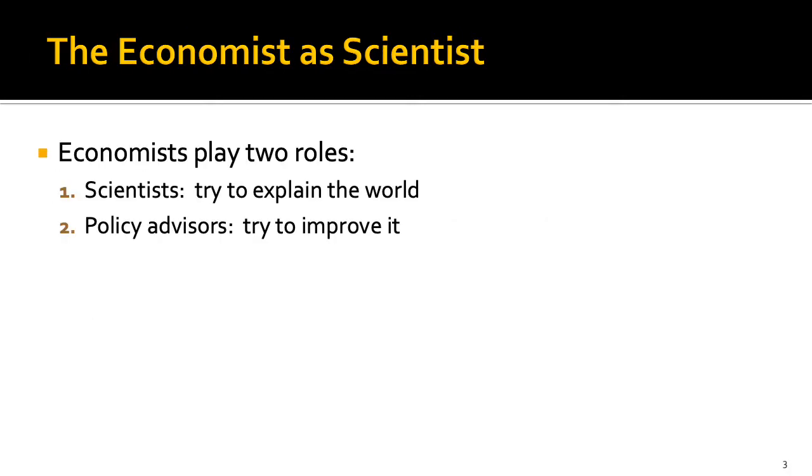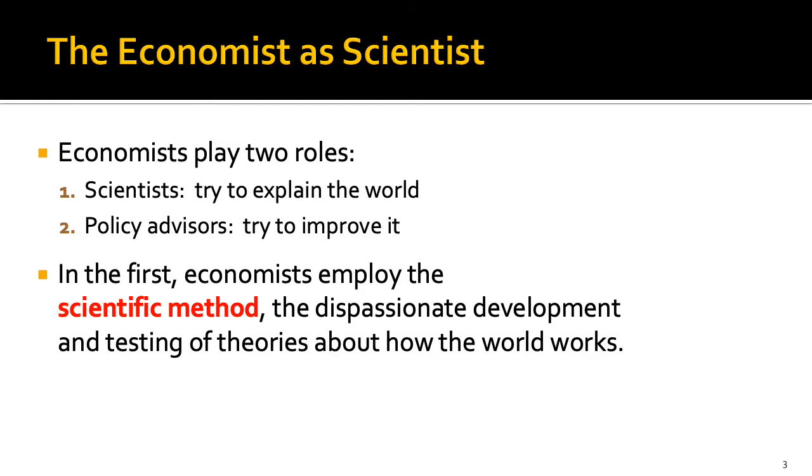So let's think of the economist as a scientist. As a scientist, economists try to explain the world, and their second role as policy advisors is where you try to improve the world. In the first, economists employ the scientific method, the dispassionate development and testing of theories about how the world works.